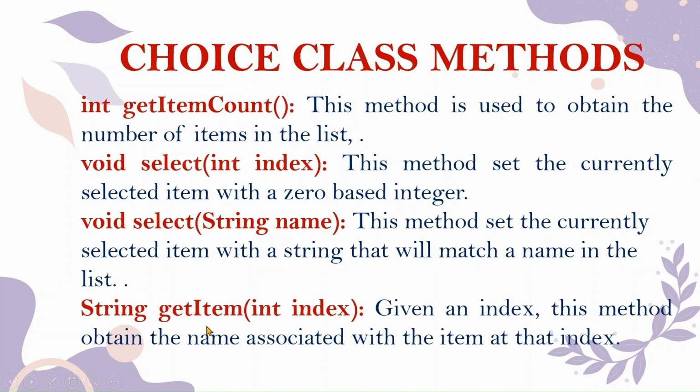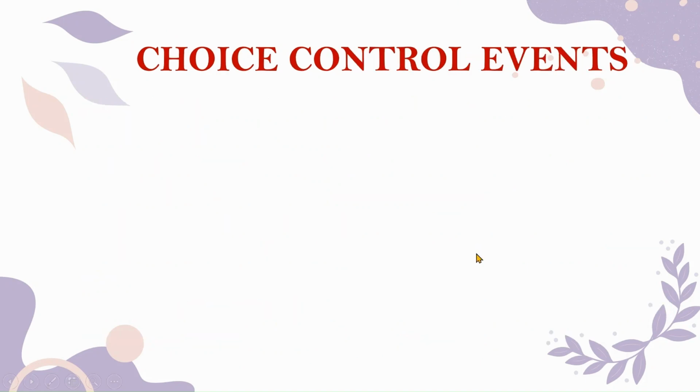Then here we have one method called getItem. You pass an index number, and it returns the string of that particular option. So given an index, this method obtains the name associated with the item at that index. Suppose you give 3, then it goes to index number 3, and the string stored at that index will be returned.